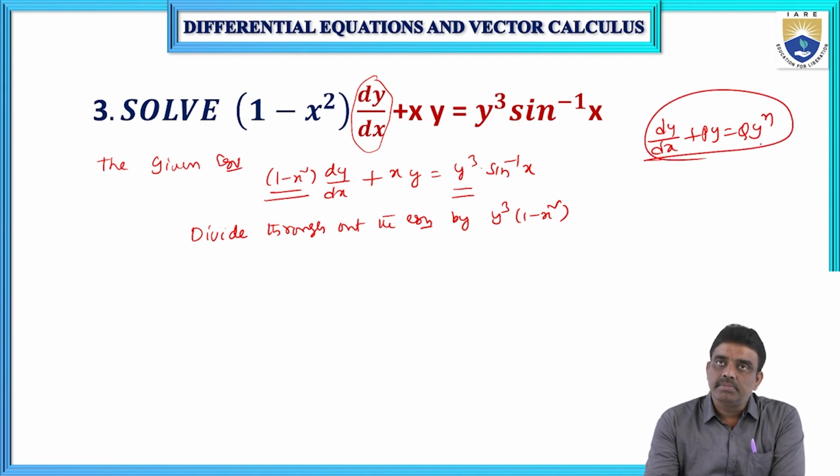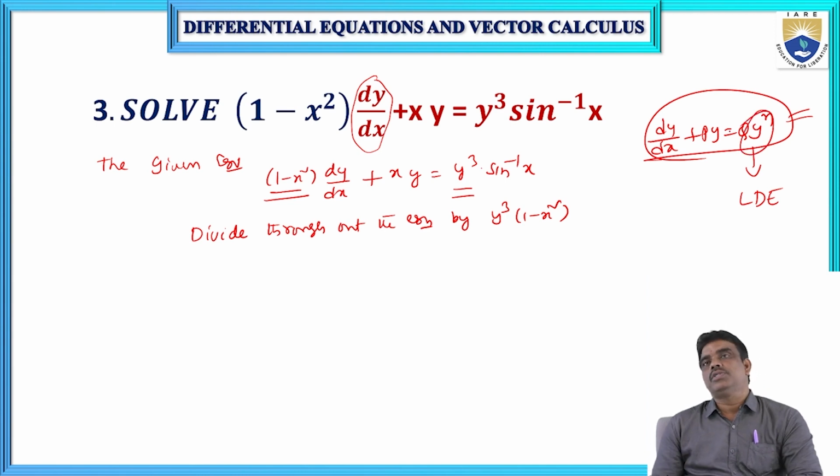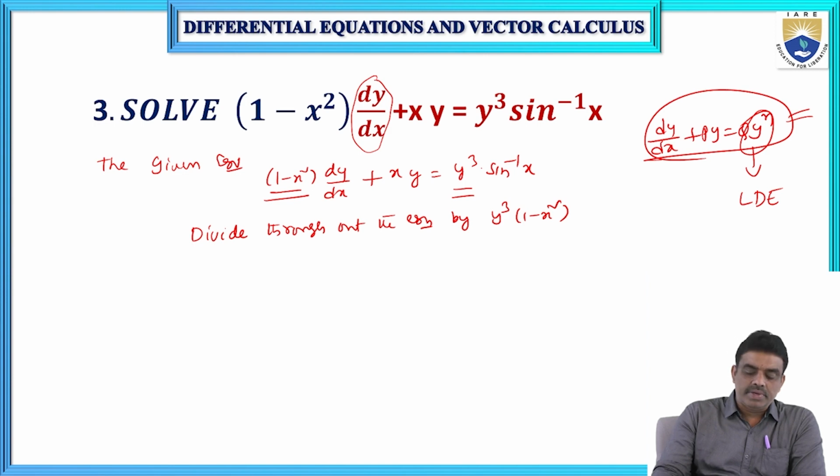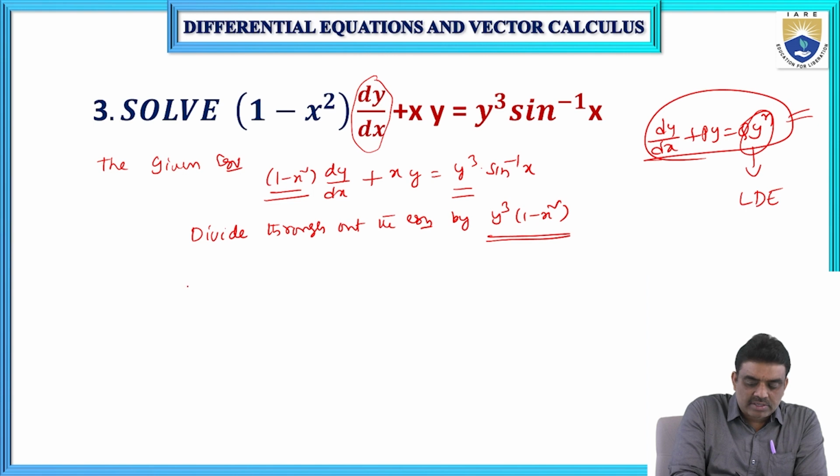So in this method, to solve the Bernoulli equation, first we have to reduce it to the linear differential equation of first order. By eliminating y power n and by using some substitution, we can reduce the equation to a linear equation. So I am doing the same thing here. Divide throughout the equation by y cube into 1 minus x square. Then 1 minus x square, 1 minus x square cancel. This is 1 by y cube into dy by dx. That is the first term.